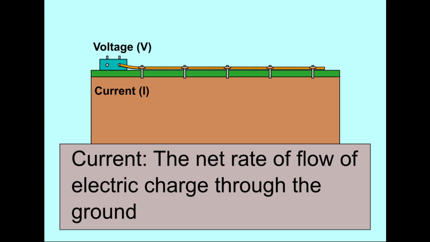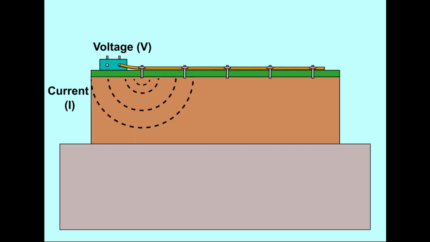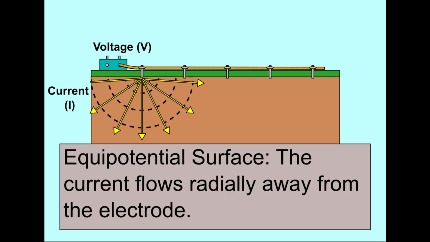Current is the net rate of flow of the electric charge through the ground. Now let's begin moving that current through the ground. How does that sound, Harold? Excellent. Moving a current through the ground will allow us to eventually determine the resistivity of the ground, and that's our goal. The current flows radially away from the electrode in a half-sphere or hemispherical way.